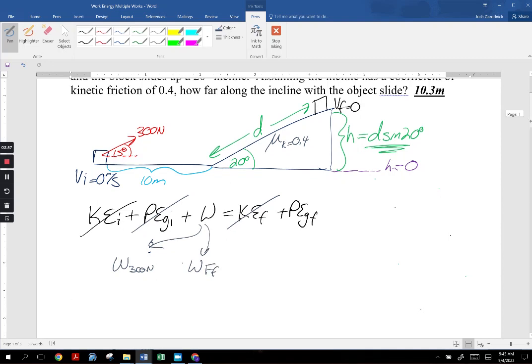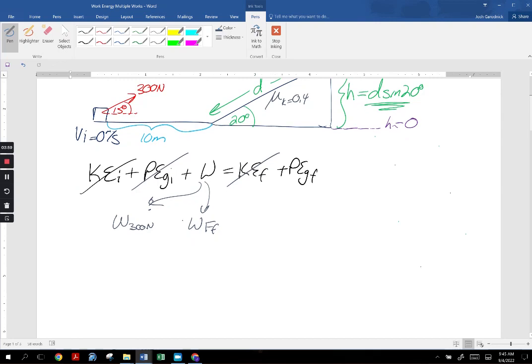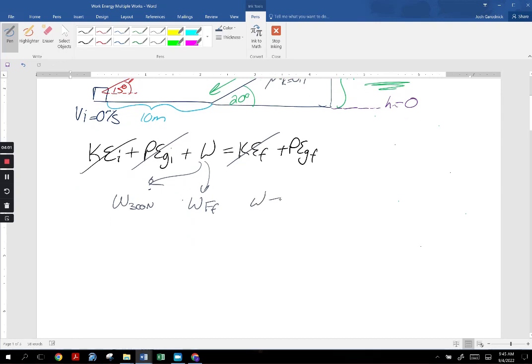I'm going to take my time to write this out. Remember, work is F d cosine theta, right? Work equals F delta d cosine theta. All right. Well, for this one, that's pretty easy. That's 300 newtons applied for a distance of 10 meters at an angle of 15 degrees. The angle between the force and the direction of motion is 15 degrees, that's all.